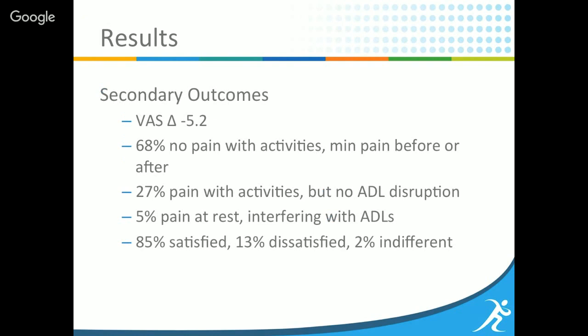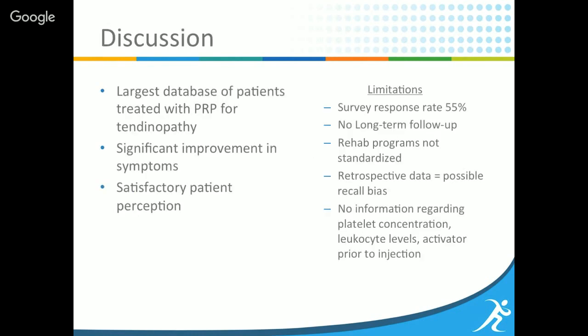Now, in terms of the secondary outcomes, there was a decrease of about 5 points in the visual analog scale. 68% reported no pain with activities and minimal pain before or after. 20% had pain with activities but no ADL disruption, and 5% wish they pretty much never had it. Overall, 85% were satisfied, 13% dissatisfied, and 2% indifferent.